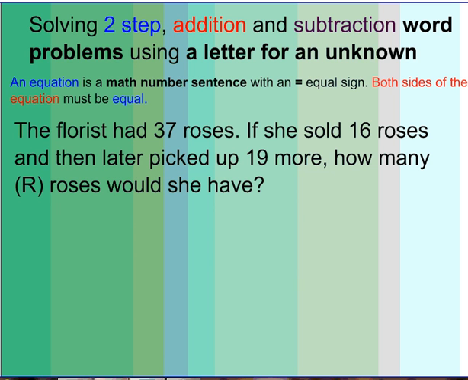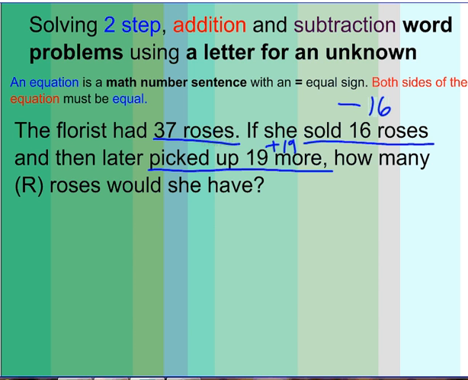So first, students learn to read through and then to underline important information. The florist had 37 roses. If she sold 16 roses, if you're selling, it's going away. So sold 16 roses, take away, and then later picked up 19 more. If she's picking up 19 more, I am adding 19. How many roses would she have? The R equals the number of roses she would have after she subtracted and added.